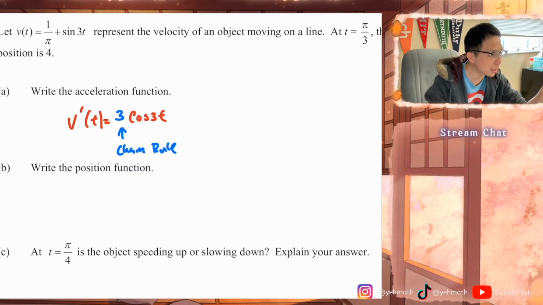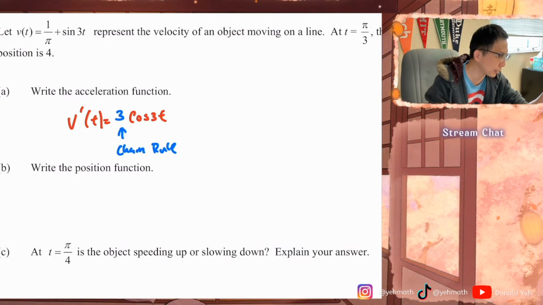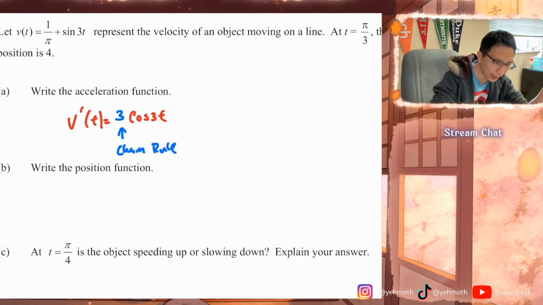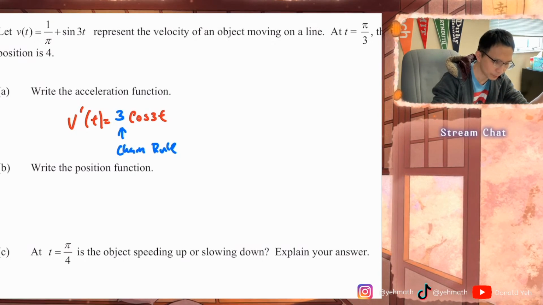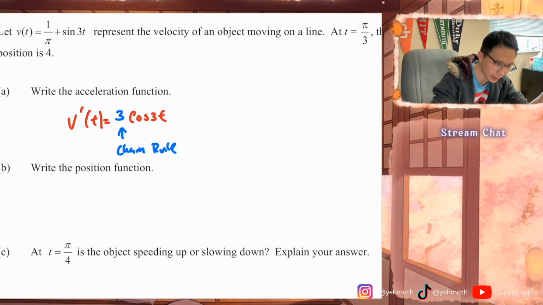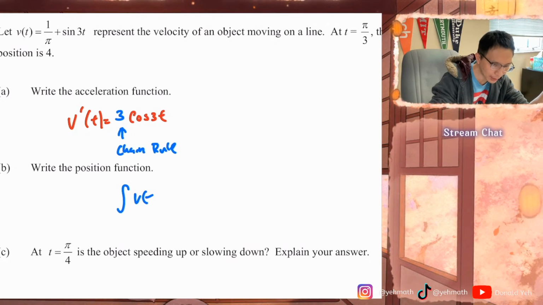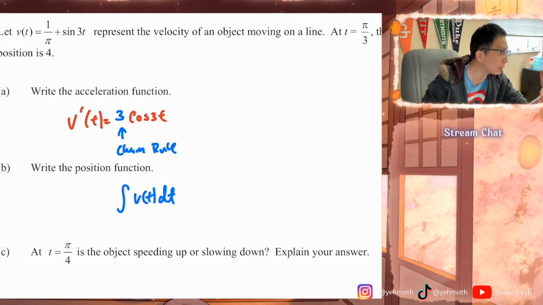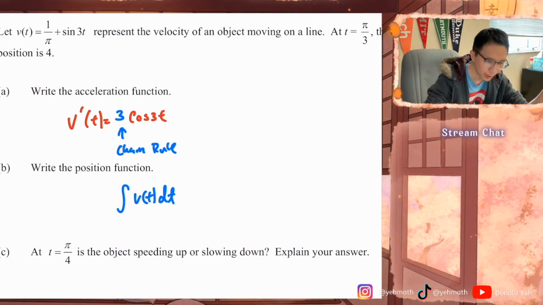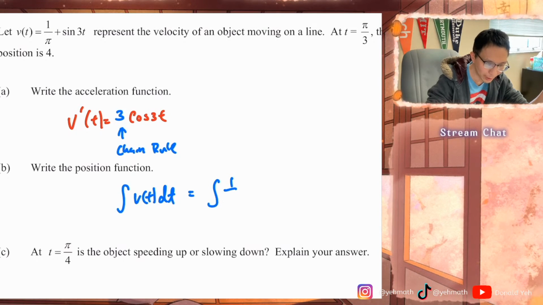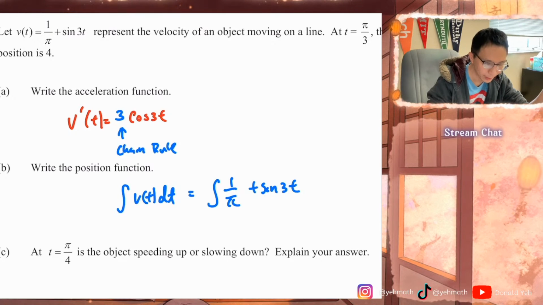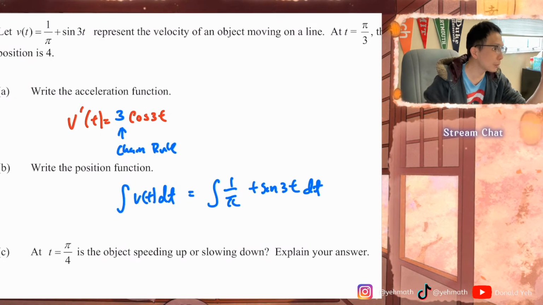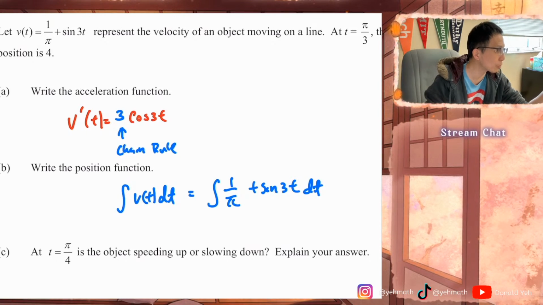The second one says write a position function. This one's slightly harder than before. So if I have this, how do I get from velocity to position? Integral. So then we're going to write down the integral sign. And just by writing down this, they might give you a point already because you know you had to take an integral. Now, what I will do is the integral of 1 over pi plus sine of 3t dt. Usually I have to write down dt because I have to know which variable I'm integrating with respect to.